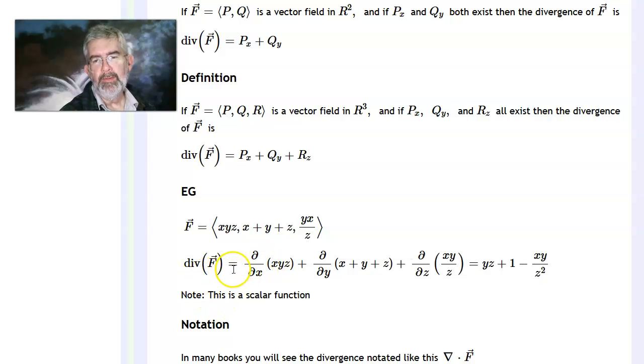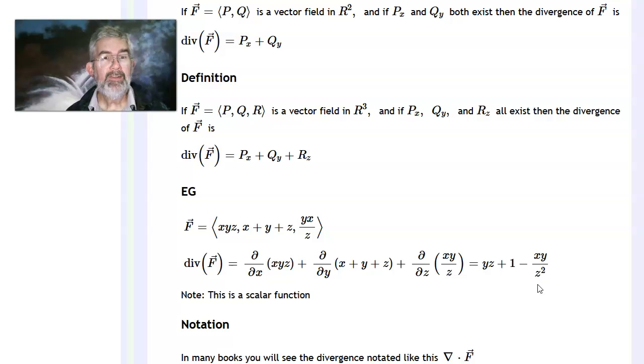The divergence is, I'm going to take the partial of this first one with respect to x, plus the partial of the second one with respect to y, plus the partial of the third one with respect to z. So the first one with respect to x is just y times z. Second one with respect to y is just 1. And the last one with respect to z, this is a z to the minus 1, so I get minus z to the minus 2, but that's still times xy, so xy divided by z squared with a minus sign out front, and I'm adding those all together. So the divergence is yz plus 1 minus xy divided by z squared.